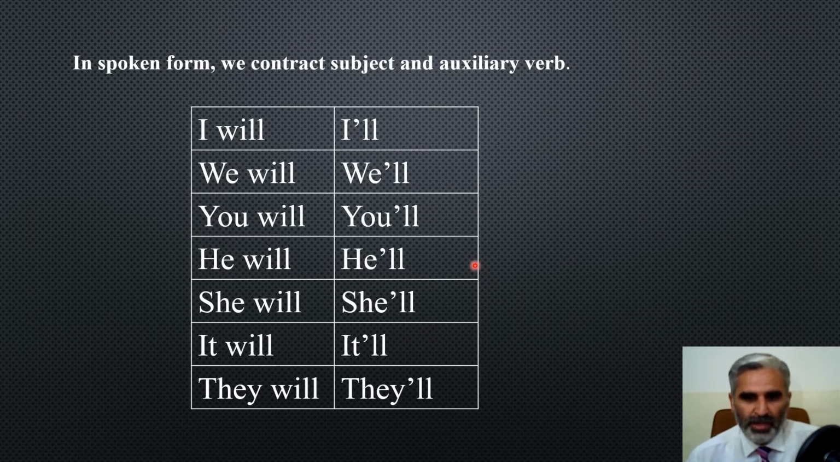So in future indefinite tense, I have also taught you how to contract a subject and auxiliary verb. Here again, it is practiced. You see that I will is contracted like I'll. We will, we'll. You will, you'll. He will, he'll. She will, she'll. It will, it'll. They will, they'll.